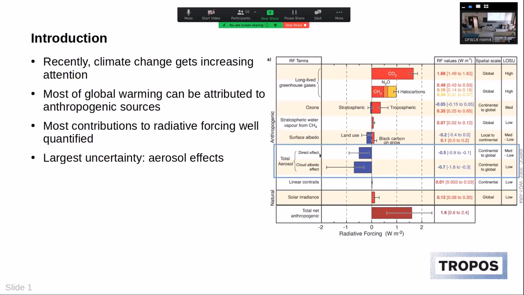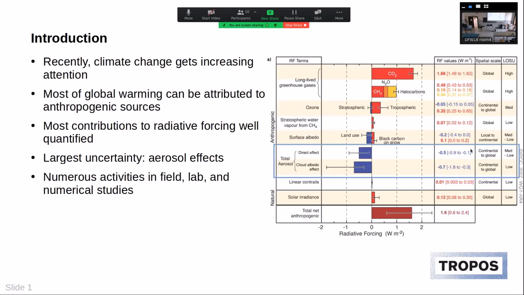One is the direct effect, which means that aerosol in the atmosphere can directly absorb or reflect radiation. And then we have the cloud albedo effect, which means that clouds are formed from aerosol, and then depending on the cloud type, contribute to either surface cooling or surface warming. These two effects have the largest uncertainty, as you can see here in this column.